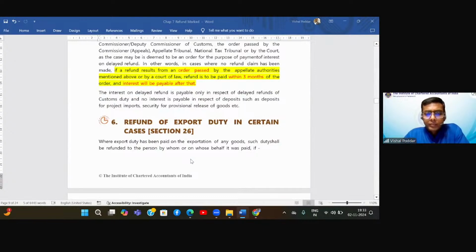The interest on delayed refund is payable only in respect of delayed refund of customs duty, and no interest is payable in respect of deposits such as deposit for project import, security for provisional release of goods, etc. As we discussed, you at times have to furnish bonds of 3 times the duty or keep something as deposit. This section does not cover interest on that. It only covers when you have actually paid the customs duty and later it is proved that the customs duty payment is excess.